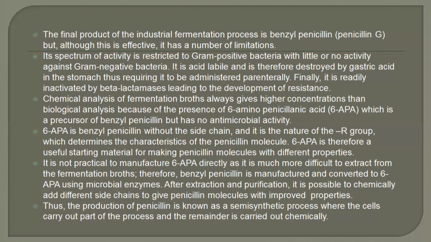Now, penicillin G is limited to gram-positive bacteria. It is acid labile, meaning it can be destroyed easily by the gastric acid in the stomach. Chemical analysis of broths always gives a higher concentration than the biological analysis. Now, it is important to know of 6-aminopenicillanic acid, which is just used as a starter material for making penicillin.